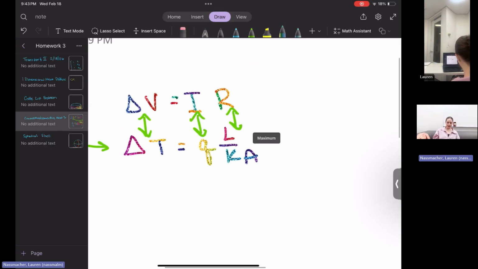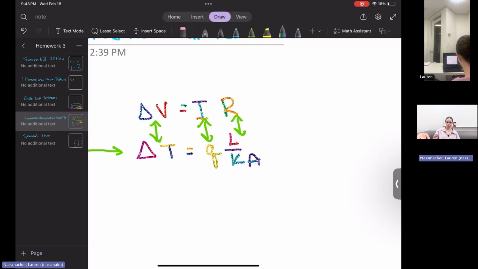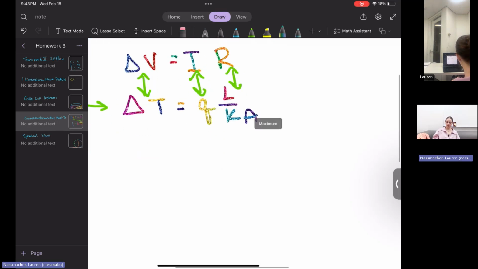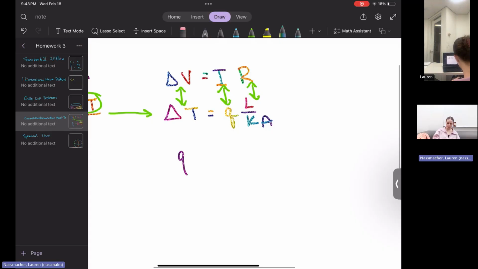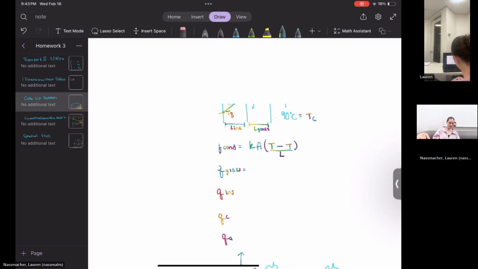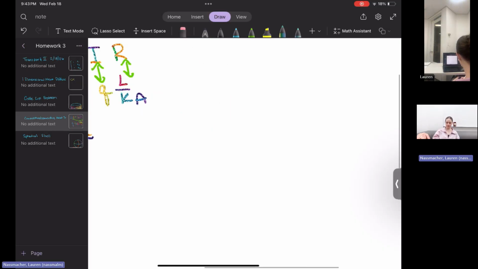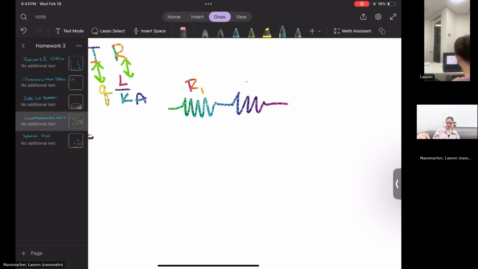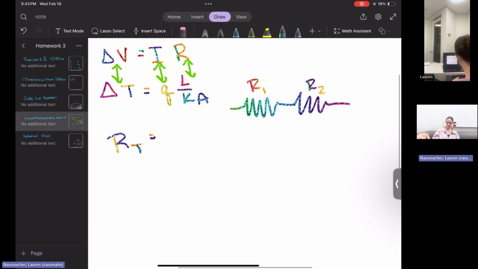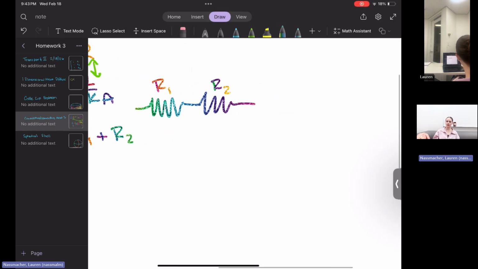Now that we understand that our change in voltage is similar to our change in temperature equation, we can determine how to find the total heat flow of a problem, like our coffee cup problem. How might we do that, you ask? Well, the total resistance of a circuit, as you typically learn in Physics 1, is just the sum of the two or more resistors that are in that circuit as long as they are parallel.